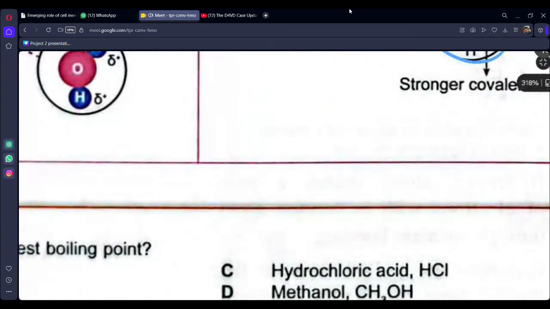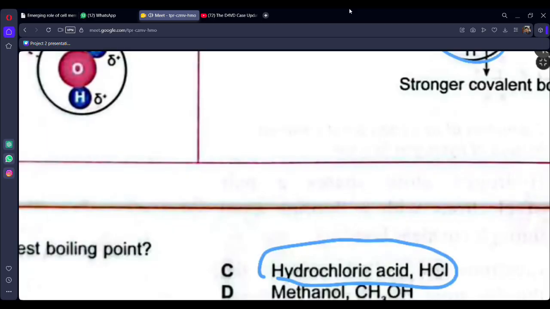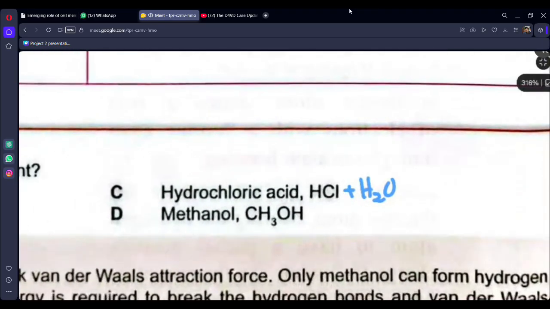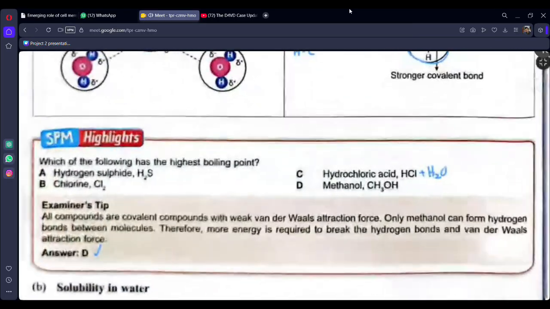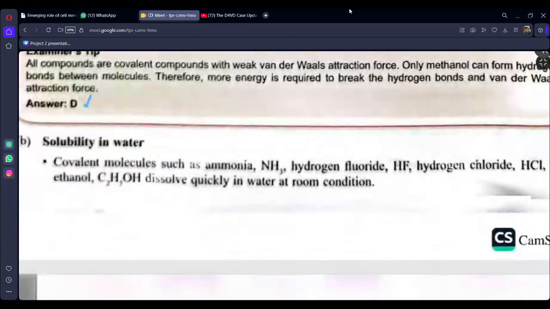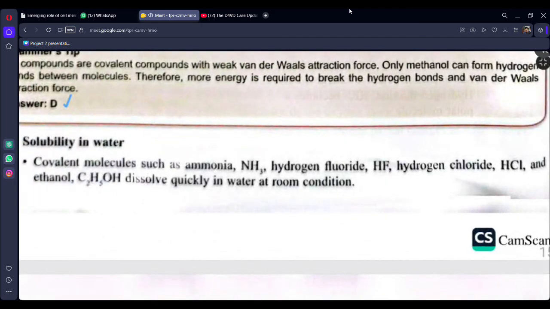Okay, you might be thinking, bro, just now you told me hydrogen chloride is not the same as hydrochloric acid. No. Why? Because hydrochloric acid is in the presence of water, guys. It's in the presence of water, a bit of a different story. So only methanol can form hydrogen bonds between molecules. Therefore, more energy is required to break the bond than the van der Waals force of attraction. So answer D.